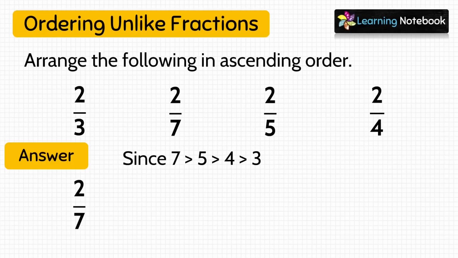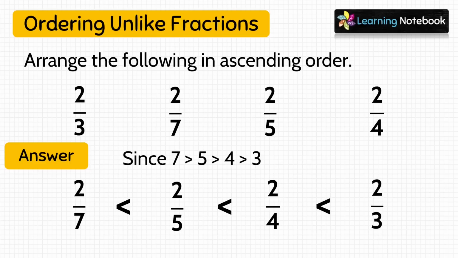Next, the fraction with denominator 5 is greater than fraction 2 by 7. In the same way, the fraction with denominator 4 is greater than fraction 2 by 5 and in the end, the fraction with denominator 3 is greater than fraction 2 by 4. So students, while ordering unlike fractions with the same numerator, do remember that greater the denominator, the smaller is the fraction.